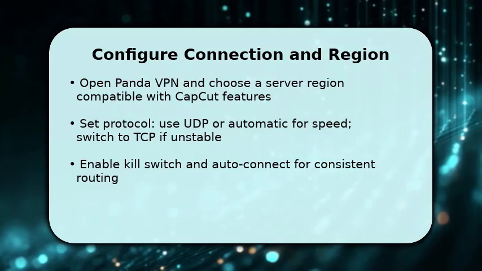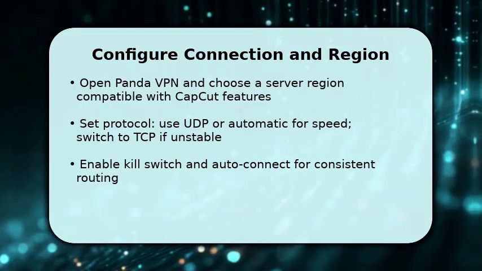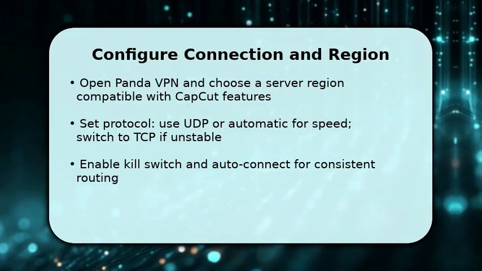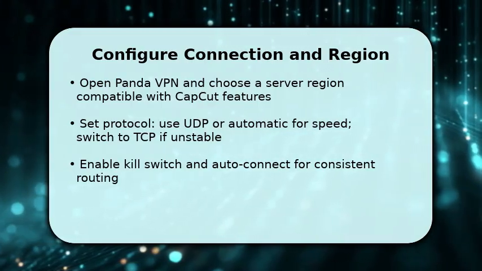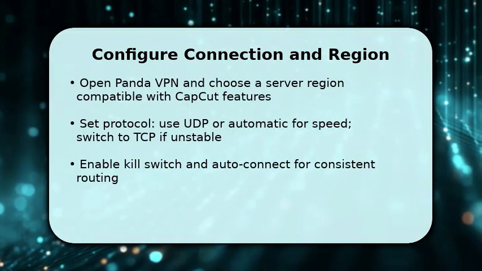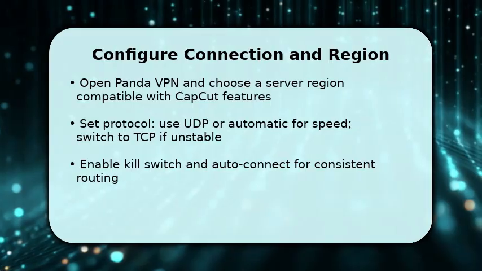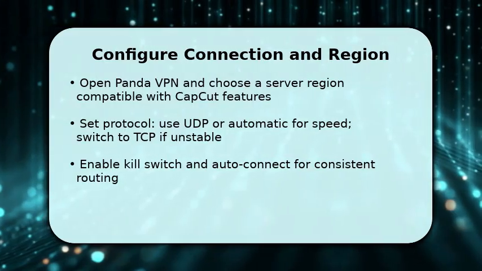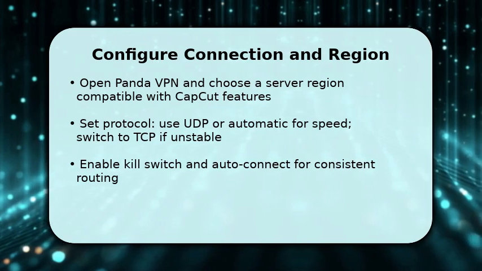Location matters for content availability. Then pick a faster protocol like UDP or automatic. If you notice drops, switch to TCP for stability. Enable the kill switch and auto-connect so Capcut's traffic won't leak if VPN disconnects. Once settings are saved, connect and wait for the status to show secure. Make sure your IP and DNS reflect the chosen region before opening Capcut.